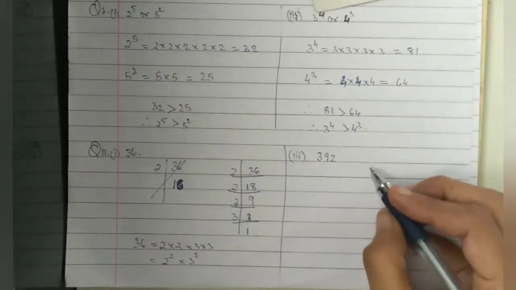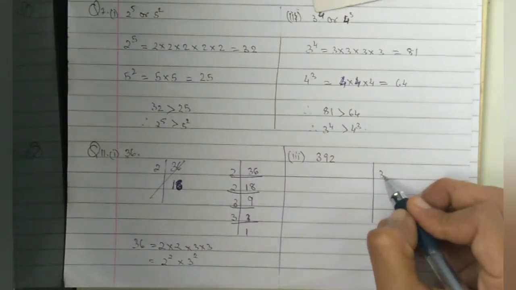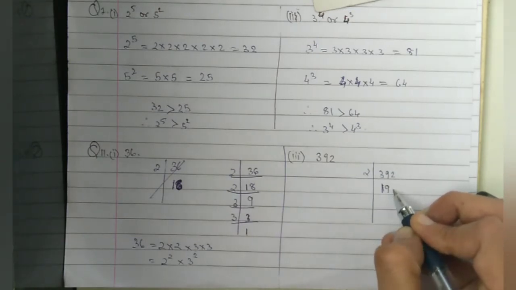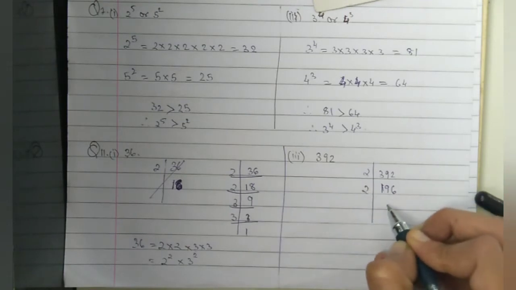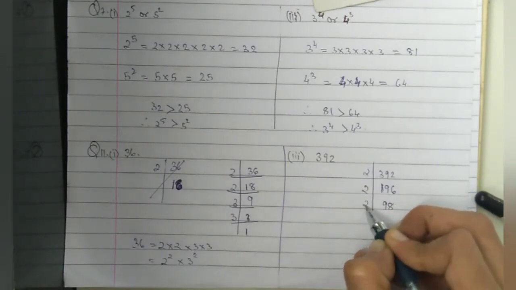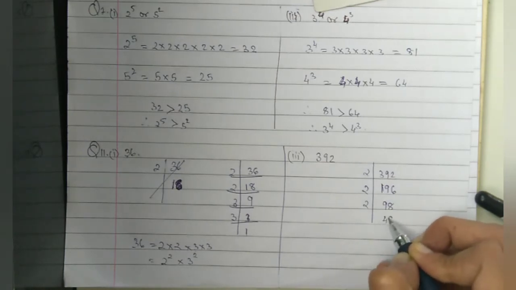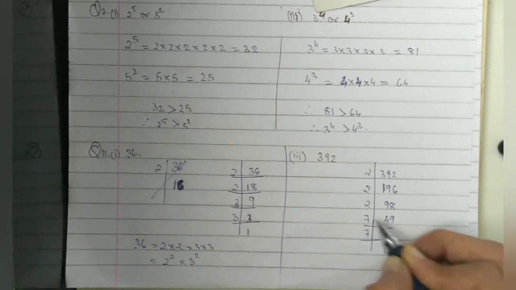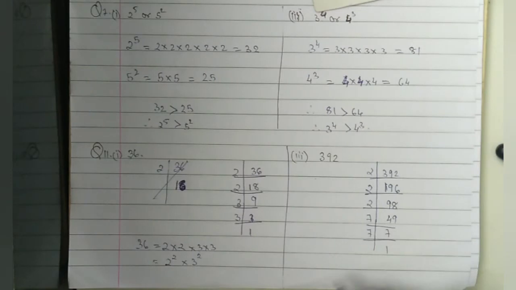Now the third one, 392. So I am using the prime factorization method. 2 1s are 2, 2 9s are 18, 2 4s are 8, then 7 7s are 49 and 7 1s are 7. Okay, this is your prime factorization. So we can write 392 is equal to 2 into 2 into 2 into 7 into 7, which is equal to 2 raised to cube multiplied by 7 square. That is the answer.